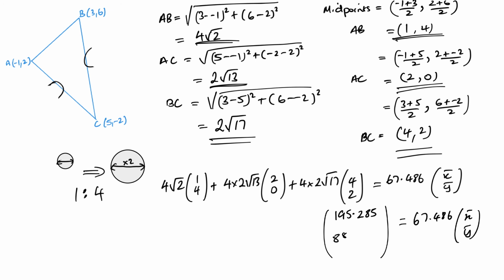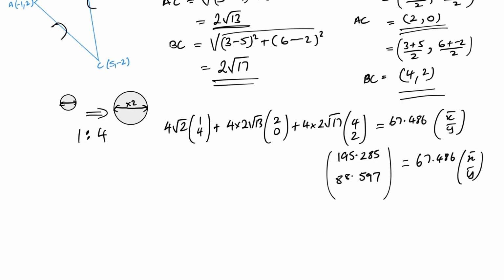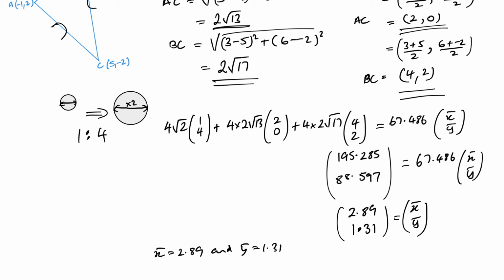Then we got 88.597. So looking at my final answers, we've got 2.89 and 1.31 for my X and Y coordinates there. So the centre of mass is 2.89 and 1.31 to 3 significant figures.